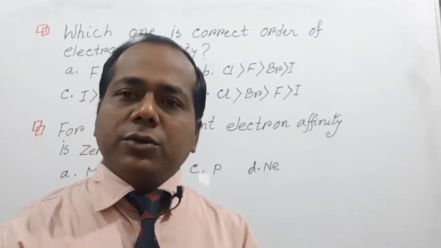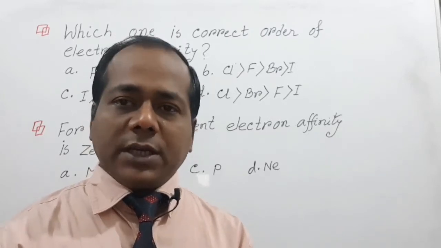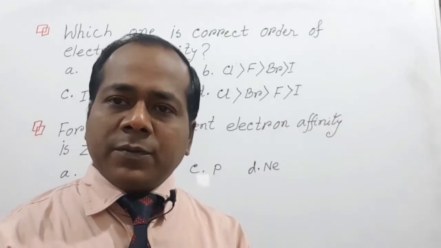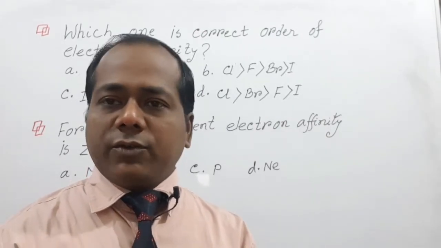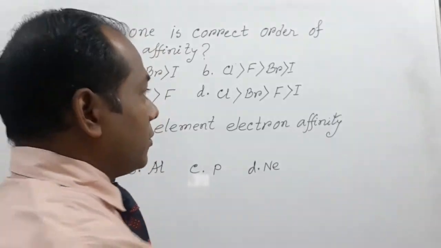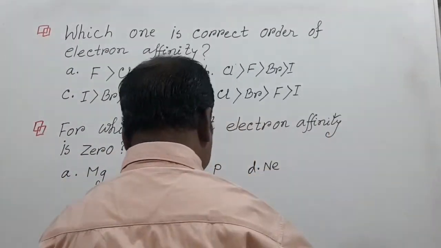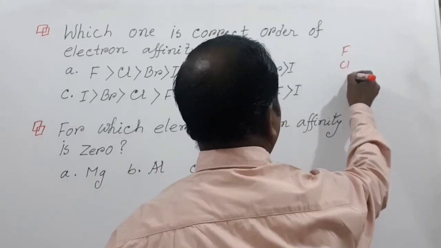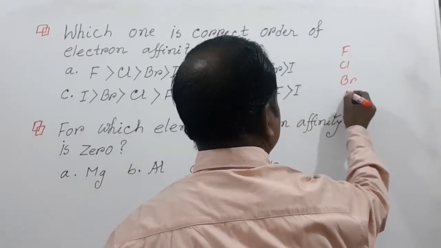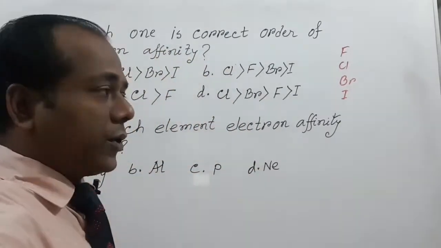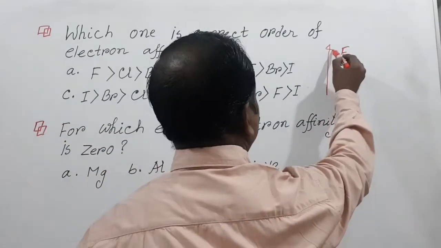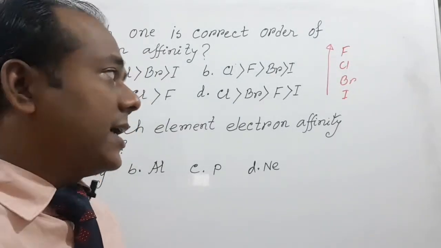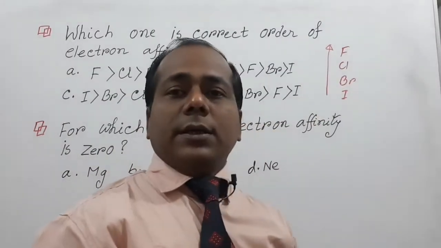And according to electron affinity in the periodic table, in the same group, if we go from top to bottom, the electron affinity decreases. So if we see fluorine, chlorine, bromine and iodine, if we go from iodine to fluorine, the electron affinity increases, my dear students, because the size of the atom decreases.